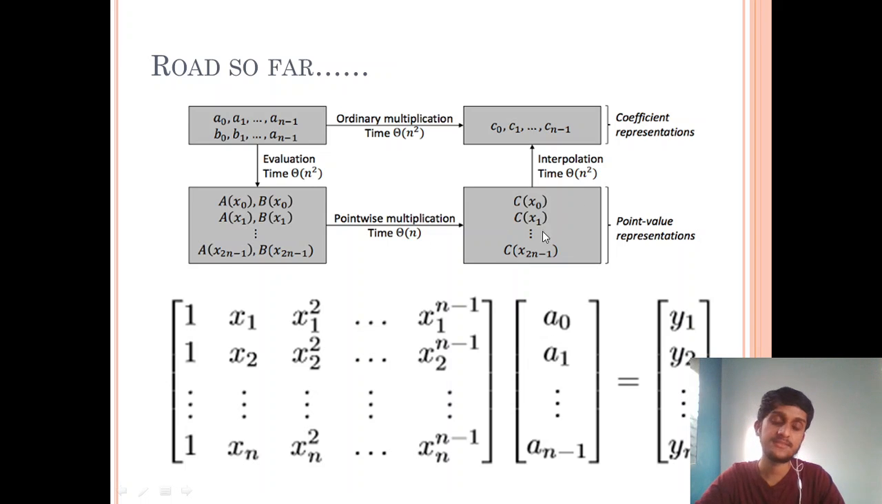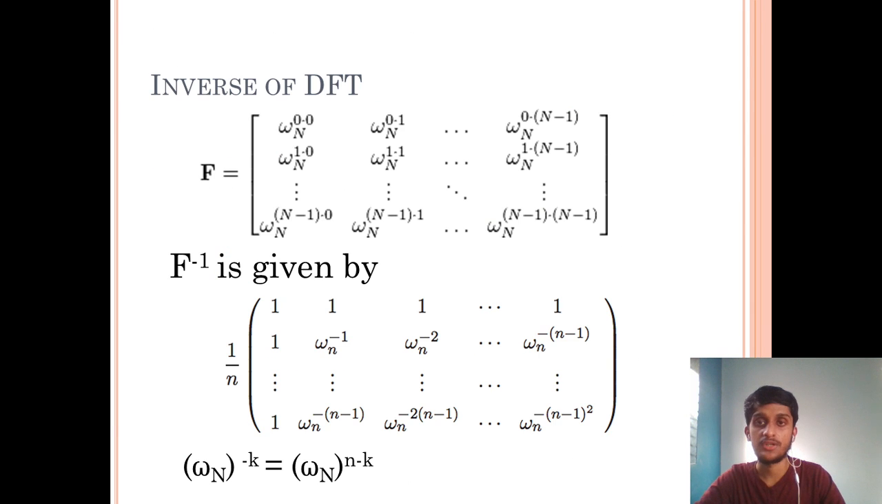Now what we need is to go from the point value form again to the coefficient form, right? It can be done by the inverse Fourier transform. We saw that this is the DFT matrix. So the inverse of it is obtained by replacing omega by omega to the power minus 1 and a multiplication factor of 1 by n.